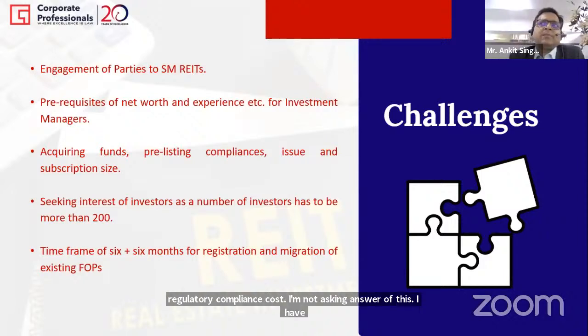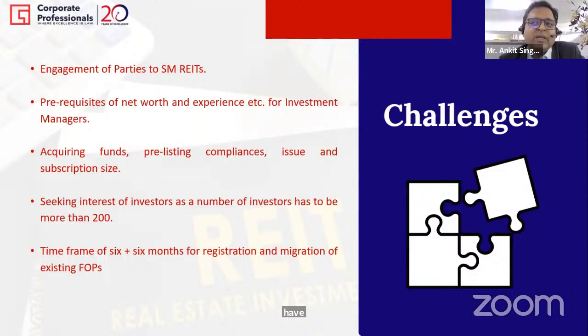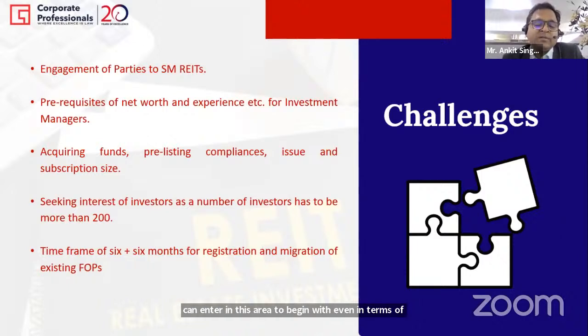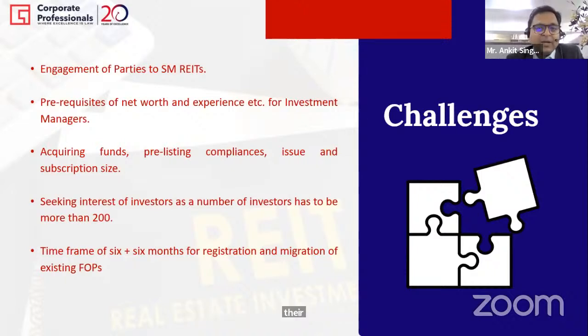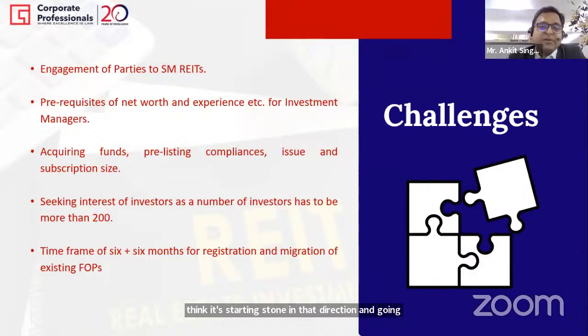To some extent, sir, these are actually good. For example, the higher investment limit of 10 lakhs is to ensure that only individuals having good net worth can enter this area to begin with. Even in terms of the scheme, there will be schemes which will have leverage and which will not have leverage. So schemes which don't opt for leverage at the time of their initiation will not have access to outside debt, so the risk will be limited to that extent. So I think it's a starting stone in that direction, and going forward, this will definitely undergo a lot of changes, specifically with respect to the investment limit. I see in times to come, this may further go down, seeing the success that it may see.